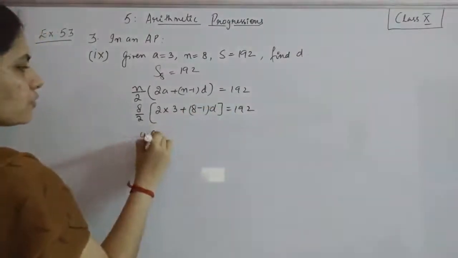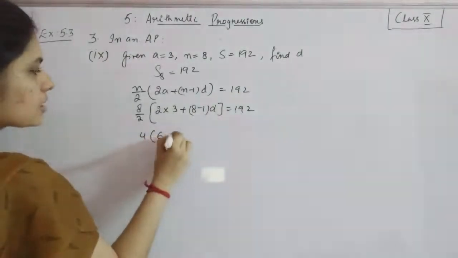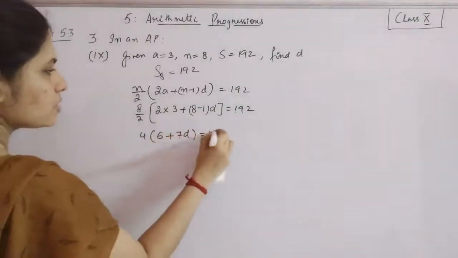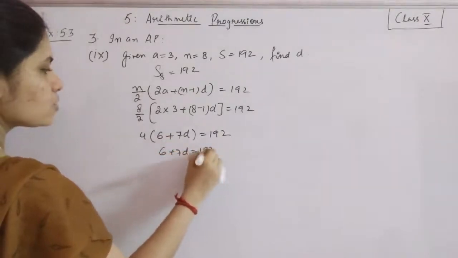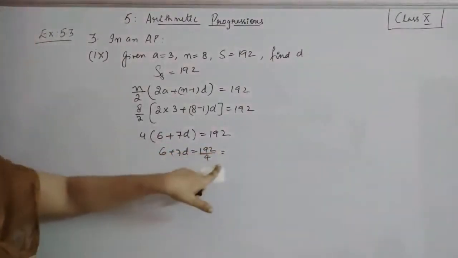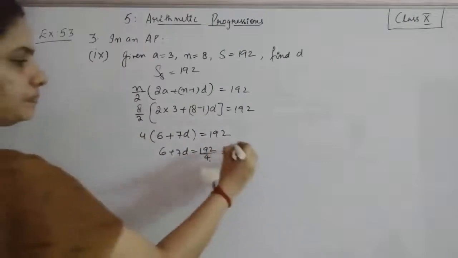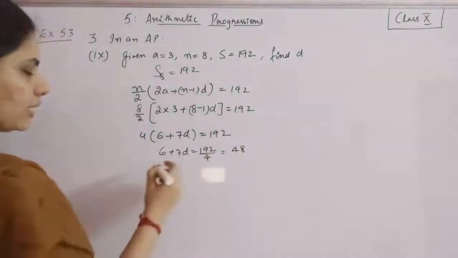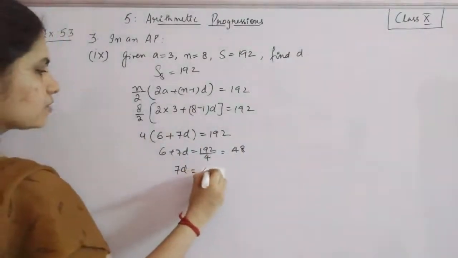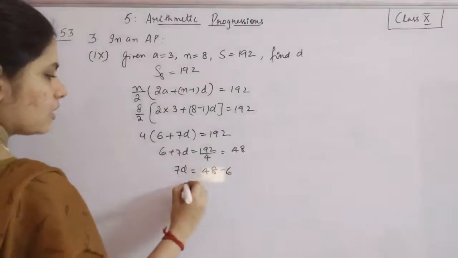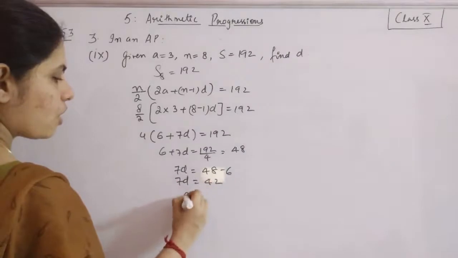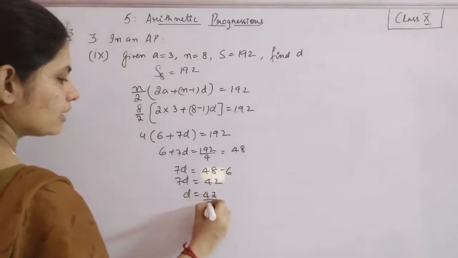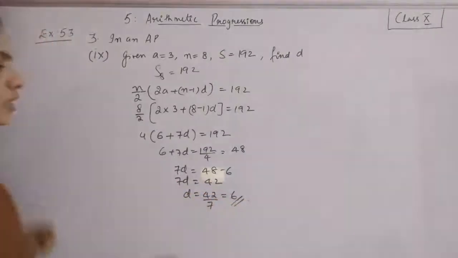So that this is 4 into 6 plus 7d is equal to 192. 6 plus 7d is equal to 192 by 4, which you will be getting as how much? 48. Okay. So 7d is equal to 48 minus 6, or you can say it is 42, that is 7d equal to 42, or d is equal to 42 by 7, which is 6. So your value of d is 6. Okay.